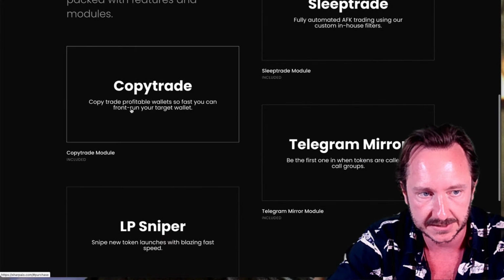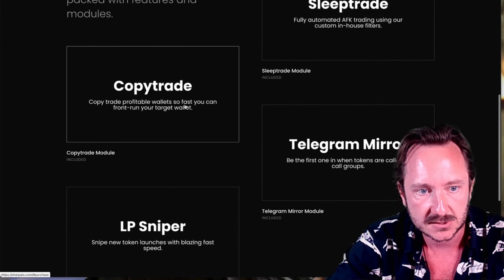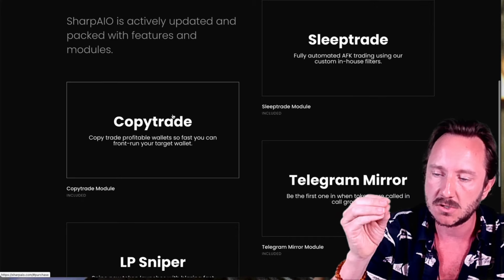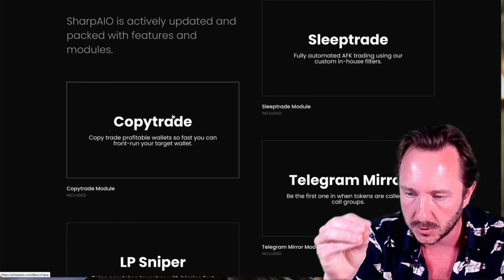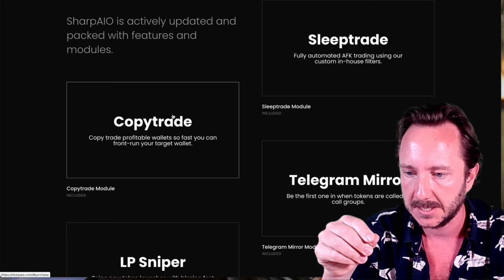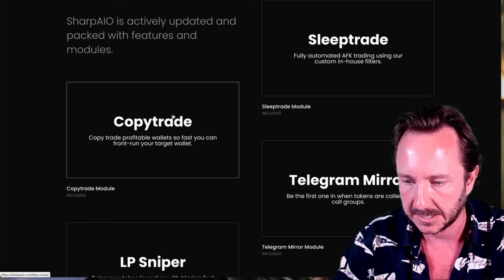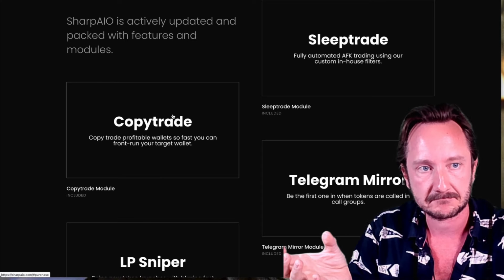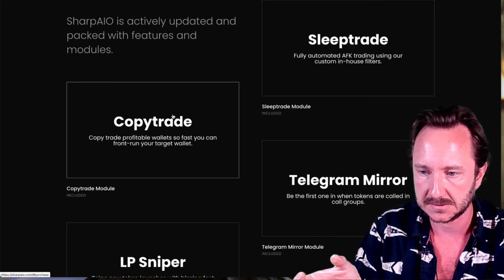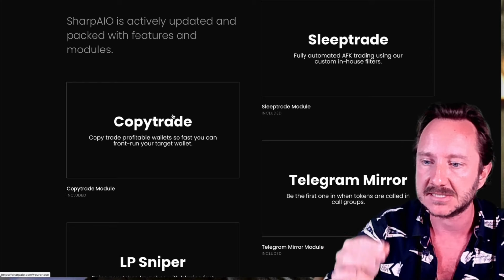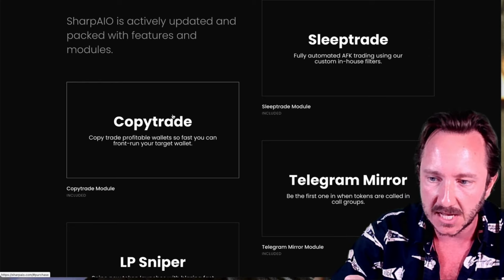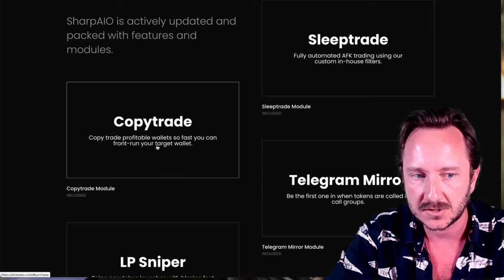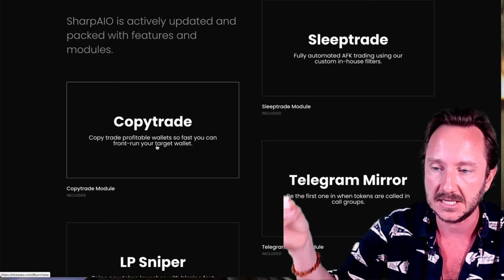You can also copy trade profitable wallets so fast that you can front run your target wallet. Why is copy trading so interesting? If you have a hot wallet from a person who is trading really well and you want to copy trade this wallet, usually if you use classic tools out there like Trojanbot or many others, they are slow. Sometimes transactions need, I don't know, 1 minute, 30 seconds. It takes time, but time is everything if you want to make money. And this sniper is so fast that you front run your target wallet. You're basically the first one buying after this wallet.